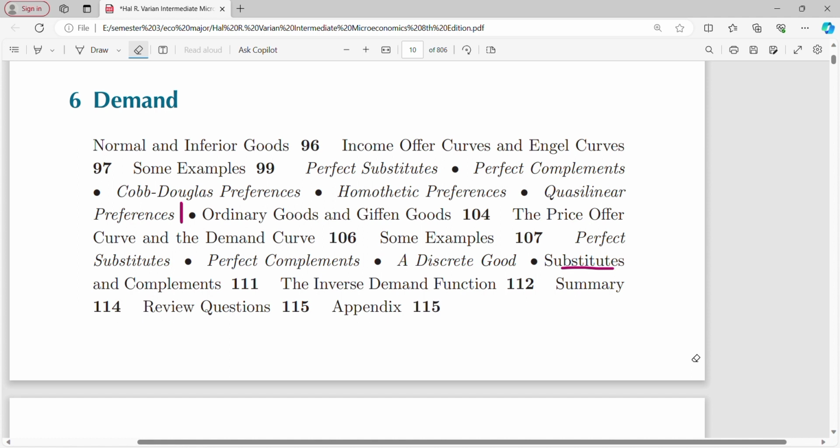Okay, so in this class I'll be taking till quasi-linear preferences, and then I'll be taking another topic, substitutes and complements. So by 2 classes I'll be completing this chapter.